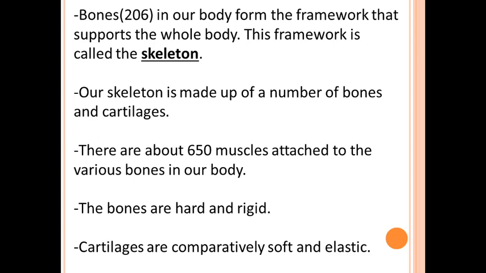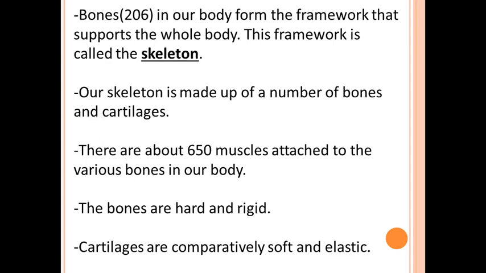Not only bones, muscles are also there. So that system is different. Now we are learning about the skeletal system. The muscular system is different, but on the bones some muscles are also present. So in total, how many muscles are there? 650 muscles are attached to the various bones in our body.